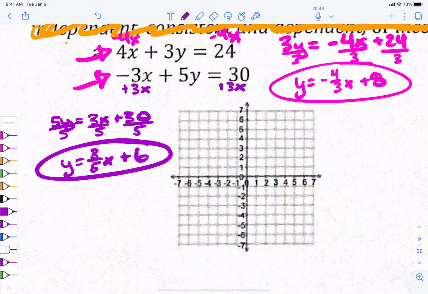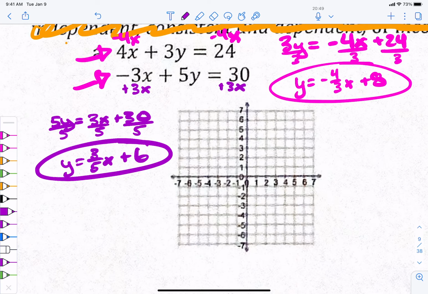Those are my two equations. All right, we don't even have to graph. We know what's going to happen. What's going to happen? One solution. Those two are just going to cross each other some willy-nilly spot, right? Because they don't have the same slope.